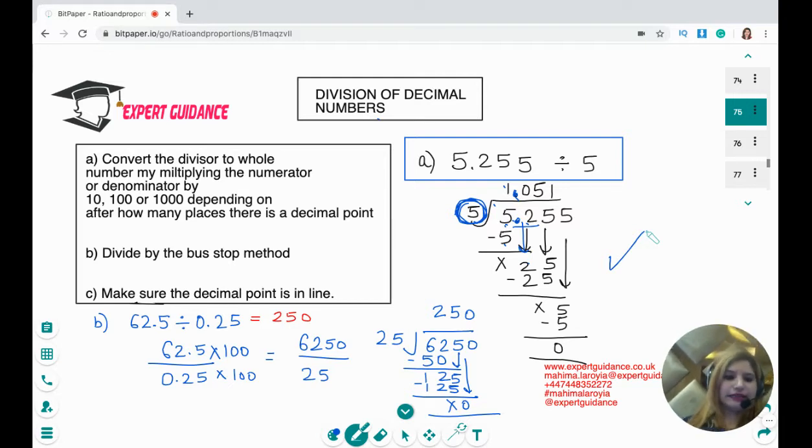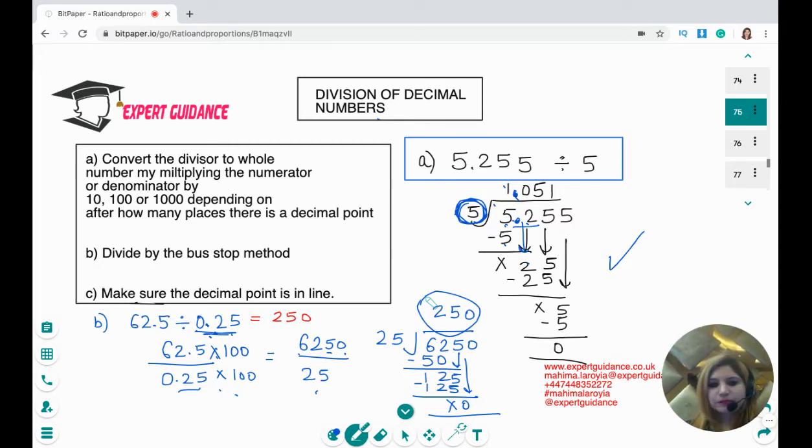On the other hand, if your denominator is not a whole number and has a decimal point like 0.25, it's better to convert it into a whole number. Now 0.25 has two decimal places. It means you multiply the top and the bottom by 100. So you get 625 over 25 and divide that, and then that will be the answer. So the best way is to make the divisor a whole number and then do division by the bus stop method.